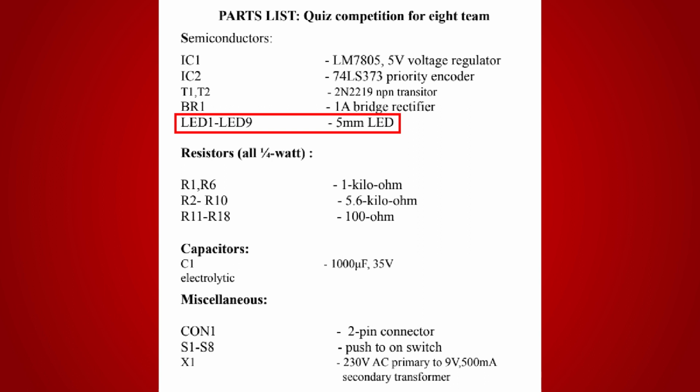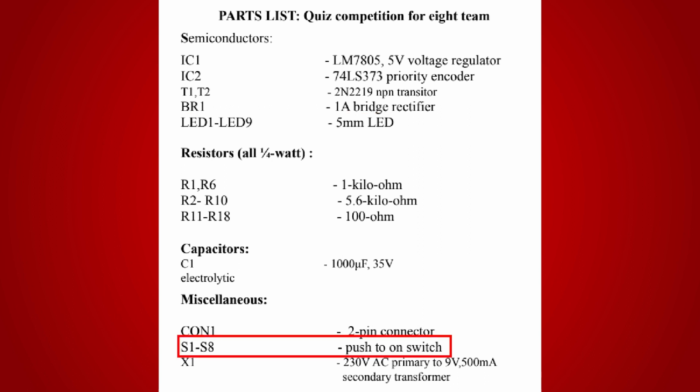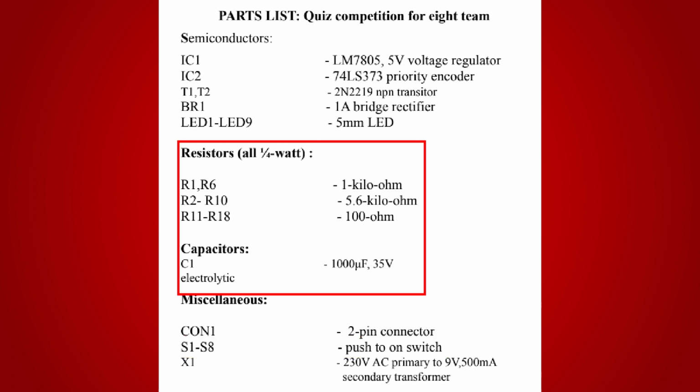8 5mm LEDs to represent which team has pressed the button first. The LED, respective to the team pressing the button first, will glow. 8 push buttons, each button for one team. Apart from this, some resistors and capacitors are required.